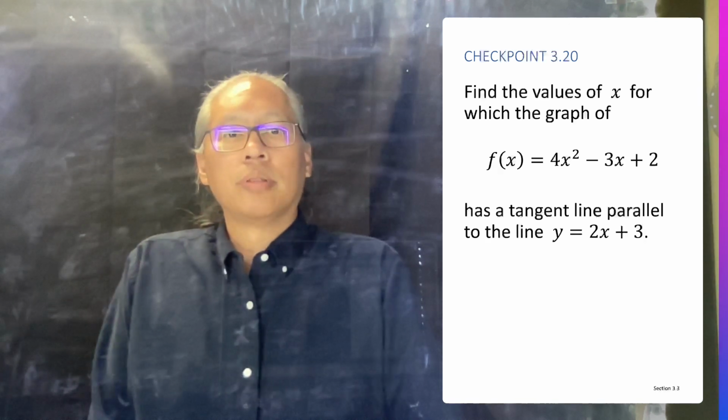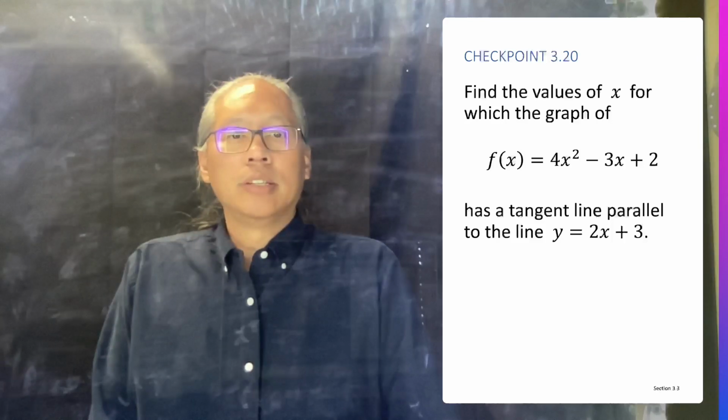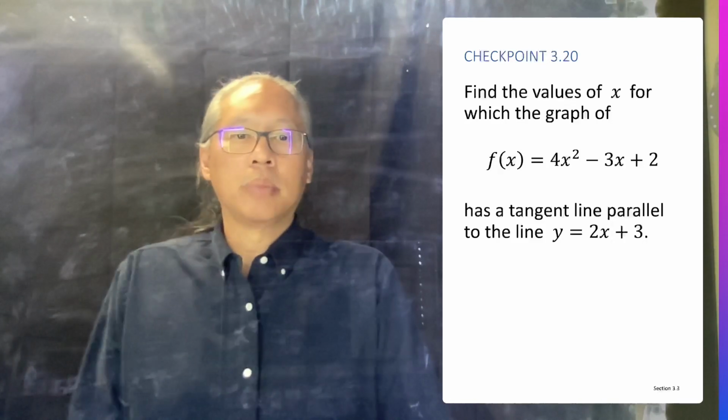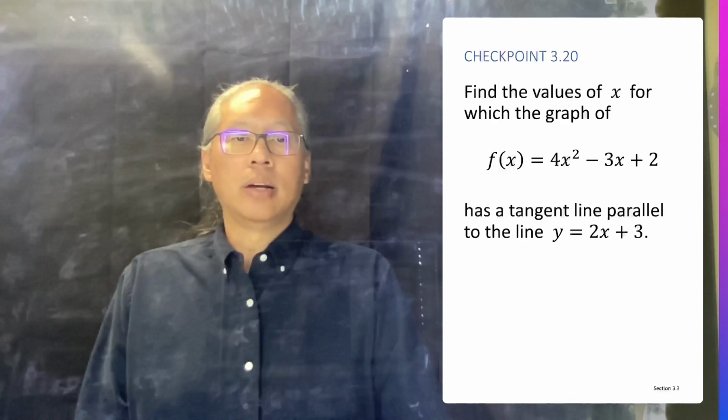Hello, this is checkpoint 3.20 from section 3.3. They want us to find the values of x for which the graph of this function f of x is equal to 4x squared minus 3x plus 2 has a tangent line that's parallel to this line y is equal to 2x plus 3.